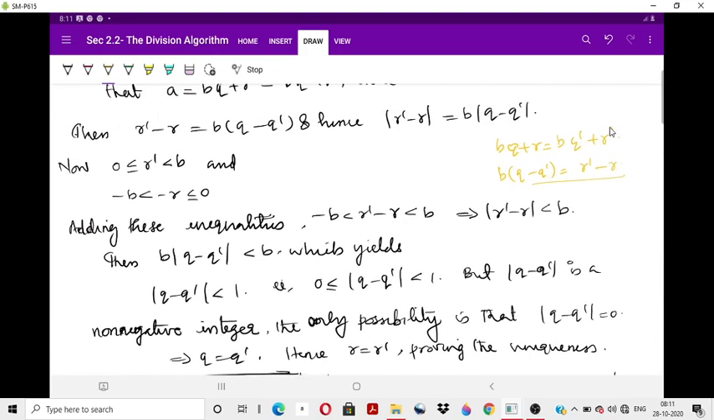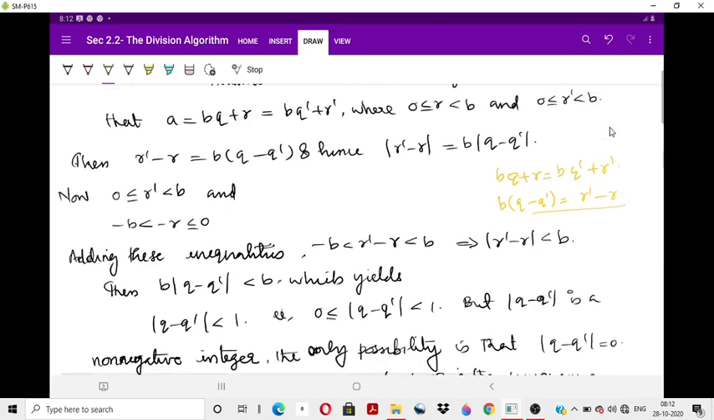That means when an integer a is divided by a positive integer b, we can have two unique integers q and r such that a is equal to bq plus r, with the property that 0 less than or equal to r, which is less than b. So the remainder, when an integer is divided by a positive integer, is always positive or 0, and it should be always less than the divisor. Okay, so this is about the division algorithm.